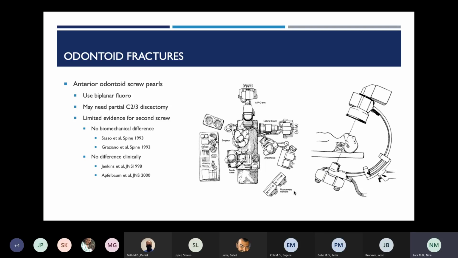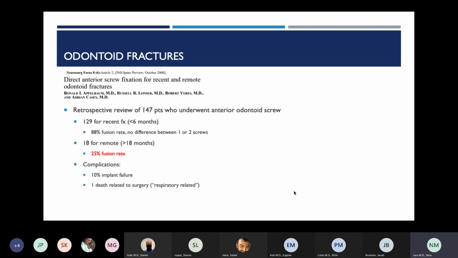And then looking at evidence for a second screw placement, there's been found to be no biomechanical difference and no clinical difference with 1 versus 2 screws. I'll show that here. So looking at screw fixation for acute fractures and remote odontoid fracture fixation, you can see here, highlighted in red, that patients who are treated late have a decreased fusion rate, 25% versus 88% for those treated within 6 months, irrespective of screws. That's the importance of that.